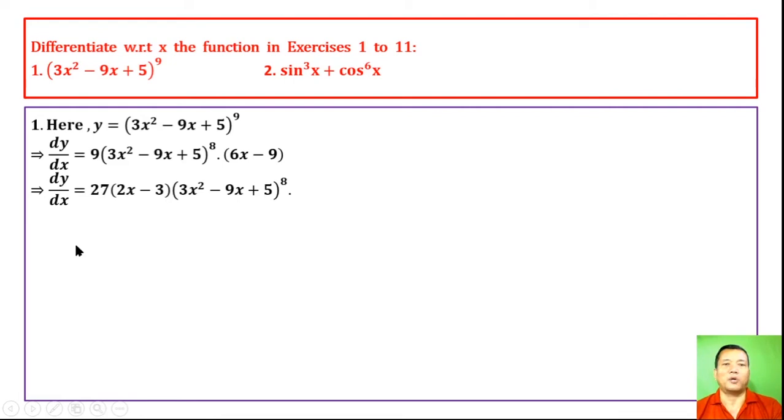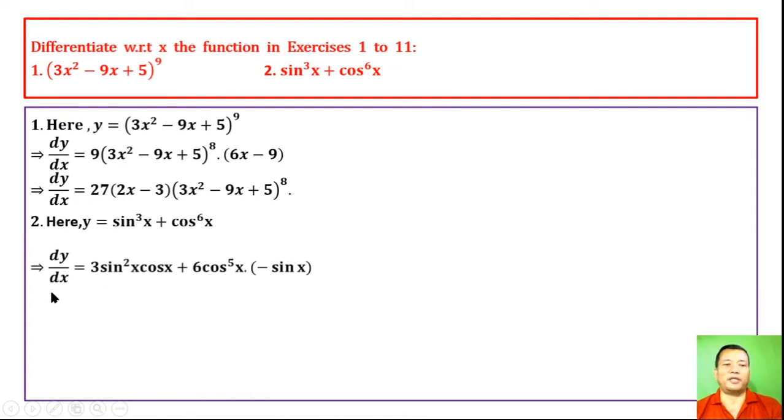For question 2, here y is sine cube x plus cos of 6 power x. Therefore, dy by dx: sine cube x is sine x whole cube, whose derivative is 3 times of sine square x into derivative of sine x only, that is cos x, plus cos of x whole power 6 is 6 times of cos power 5x into derivative of cos x only, that is minus sine x. We get dy by dx equal to sine x cos x times of 3 sine x minus 6 cos power 4x.